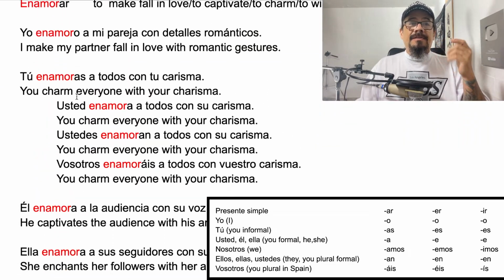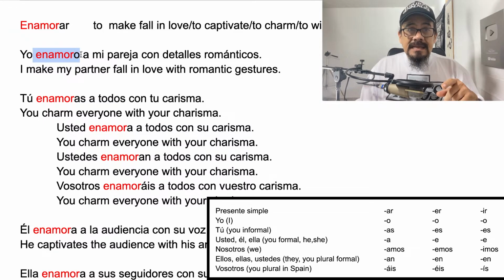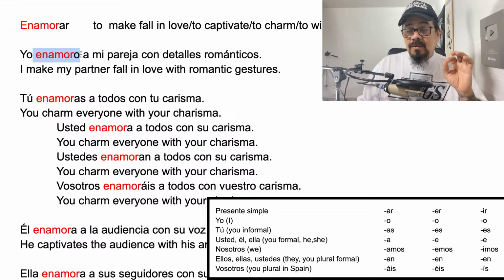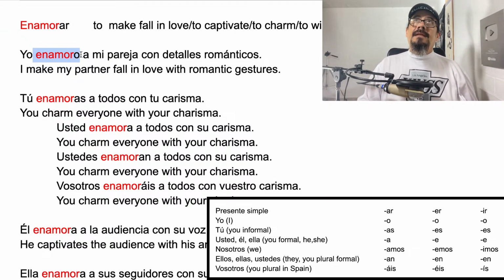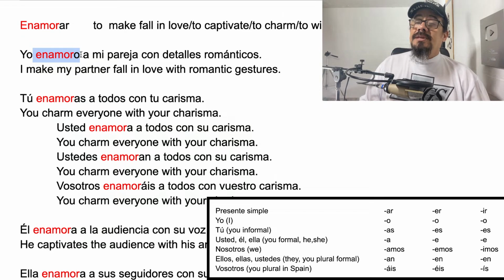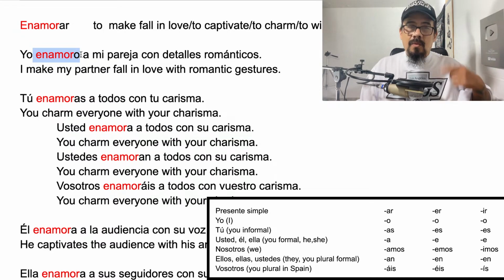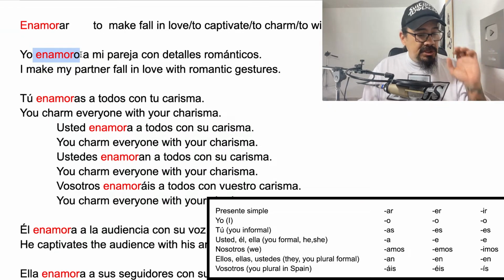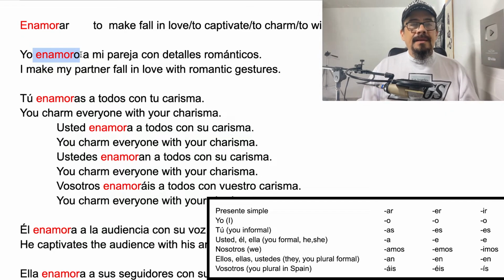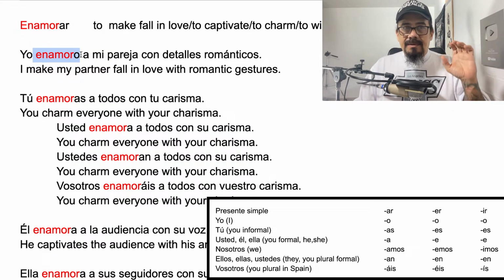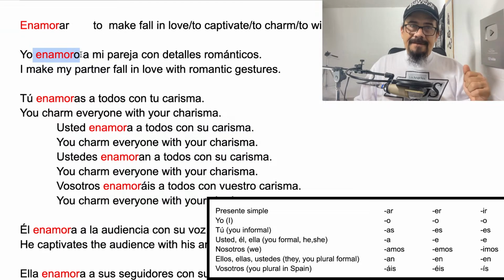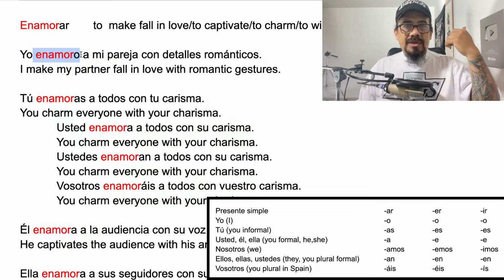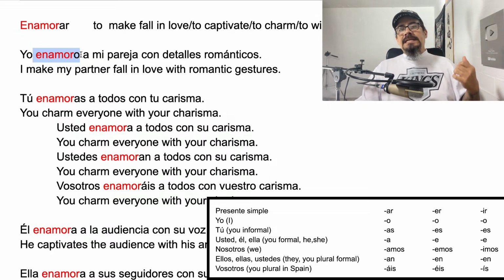The only thing that changes is that in these sentences, we don't use the me, te, which would be like some kind of object pronouns, not quite, but we will get there. In the meantime, let's focus just on conjugation, okay? So, enamorar from the point of view that we make someone fall in love, we captivate someone's heart, we charm someone, we win someone's heart.